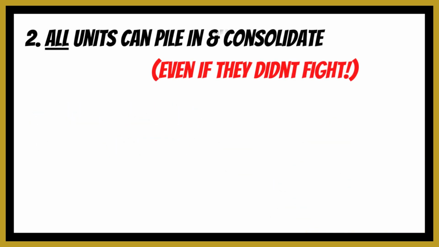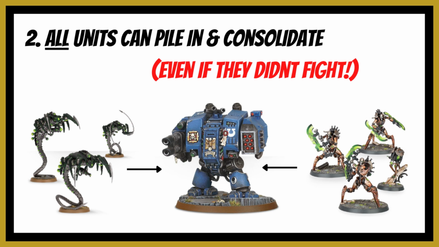On to number 2, a common mistake here is not knowing which units can actually activate, and very simply all units can pile in and consolidate even if they didn't fight. That's providing that they've made a charge move that turn. So the example I've shown here, we've got a Canoptic Wraith unit, we've got a Scorpit Destroyer unit, and we've got a Marine Dreadnought in the centre there.